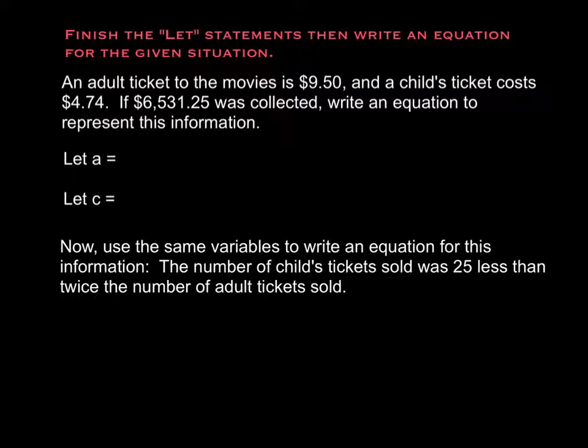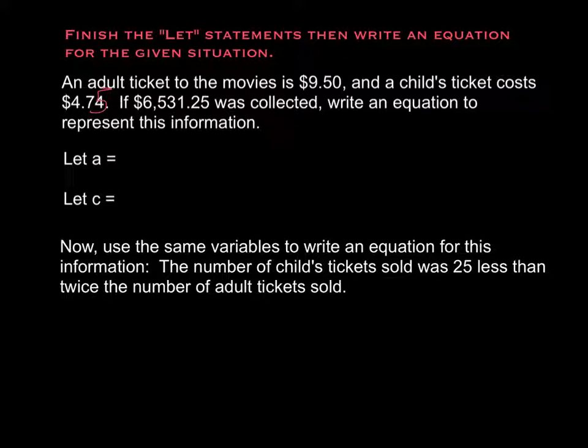This one I've got two in the same one. It says, an adult ticket to the movies is $9.50. Actually, true story, I just went to the movies this weekend, and it really did cost me $9.50 because I'm an adult. And a child's ticket costs $4.75. I'm going to change that, because it actually should have been a 5 there. Sorry about that. If $6,531.25 was collected, write an equation to represent this information.